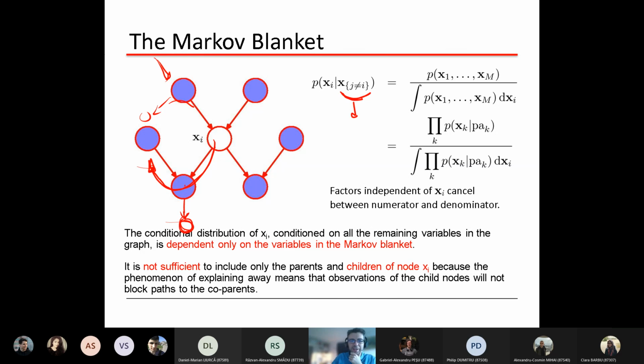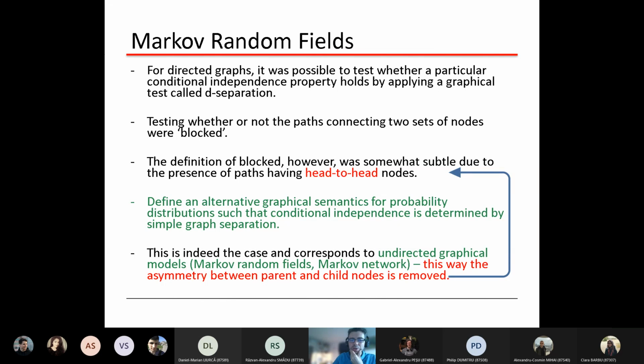Cool, this has been the class. Next week, you continue with Markov random fields, undirected probabilistic models.